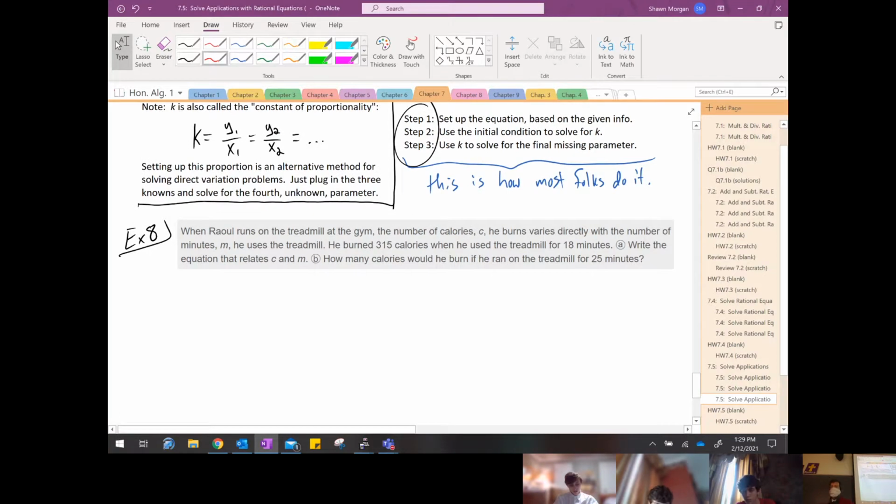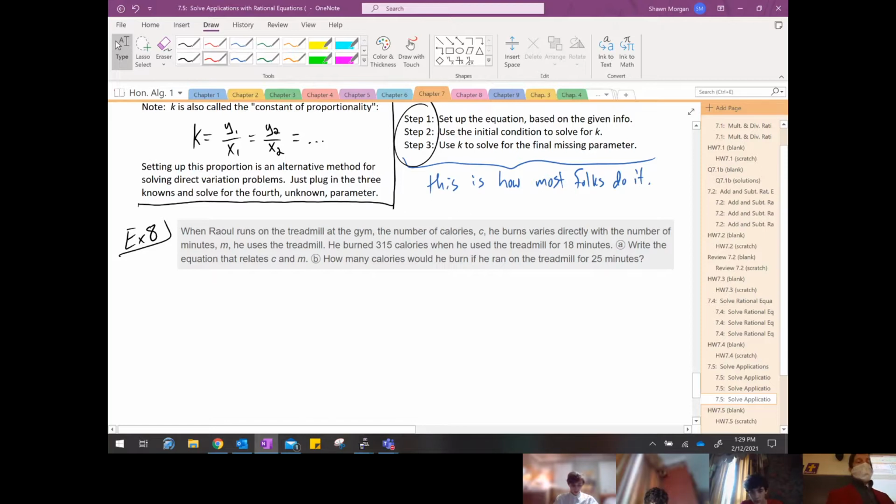Raul is running on the treadmill. The more he runs, the more he burns. That's common sense. Okay. So when I have an input that goes up, and as a result, my output goes up. That's direct variation, okay? An increase of time spent running is going to increase the number of calories burned.